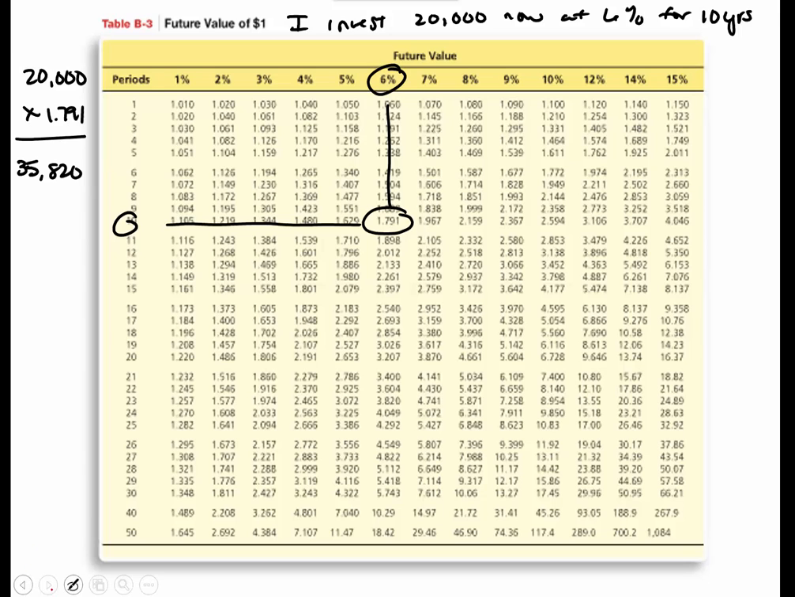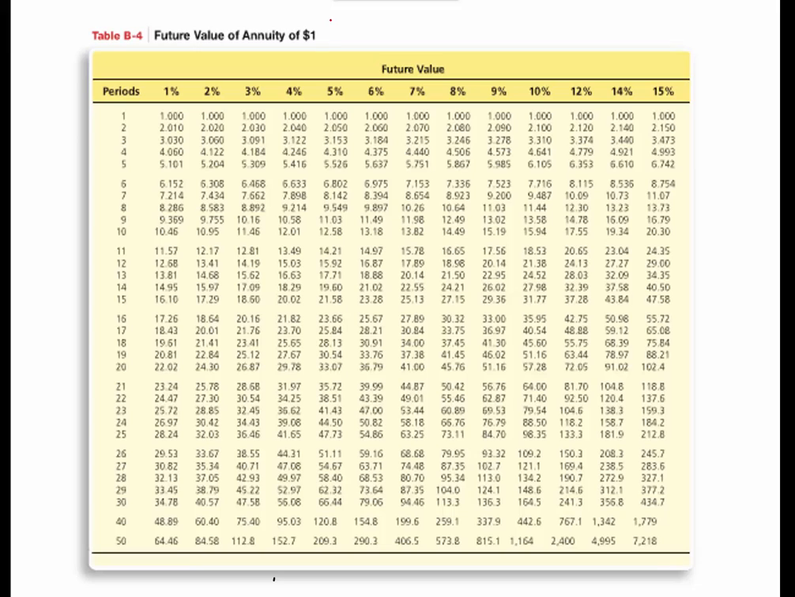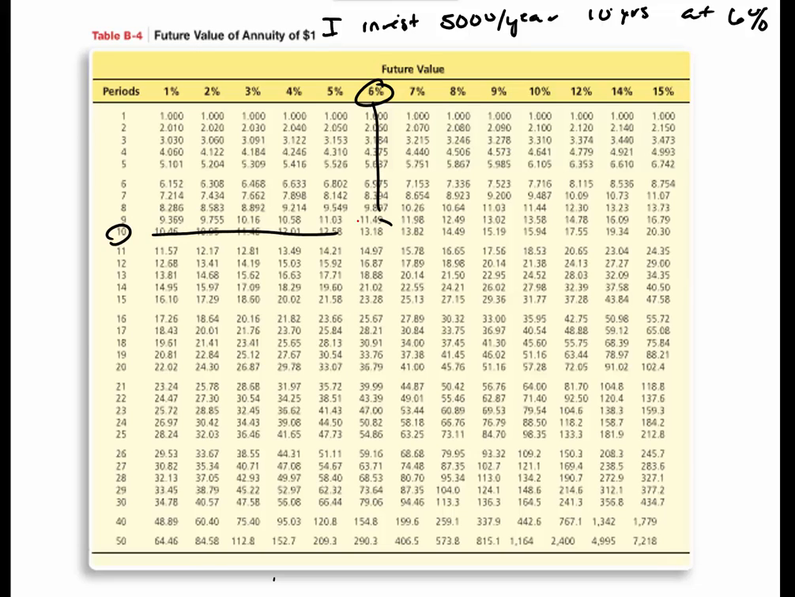And then the last one is the future value of an annuity. If I invest $5,000 a year for 10 years at 6%, again, 6%, 10 years, I get 13.18. So I take my 5,000 times 13.18, and that will be worth $69,100 at the end of 10 years.